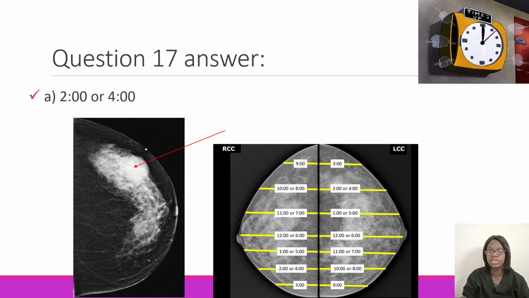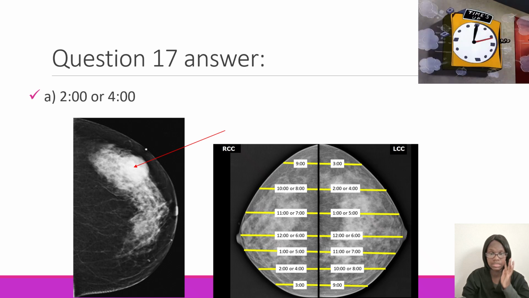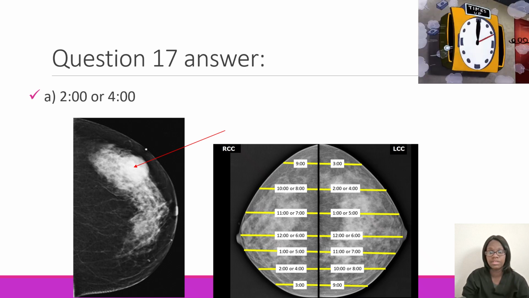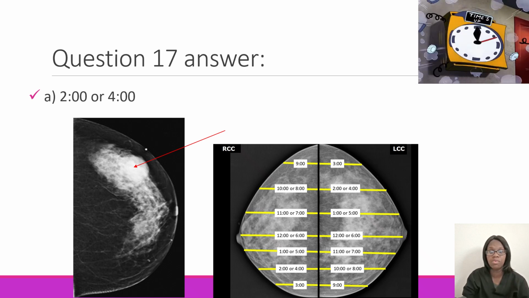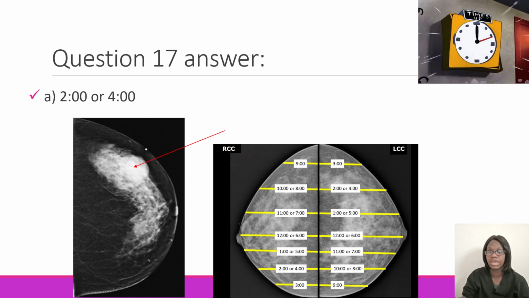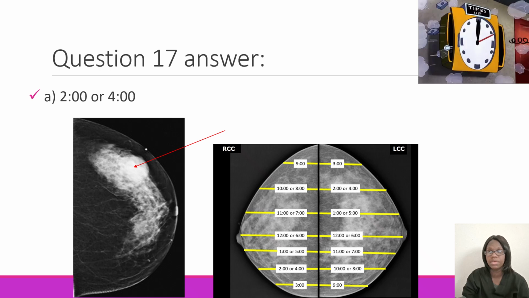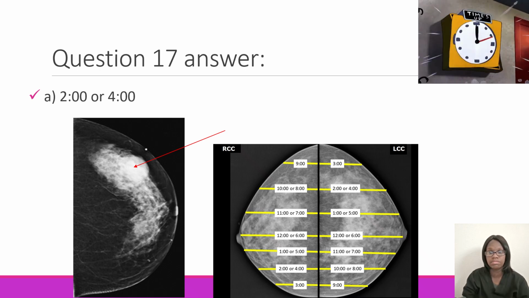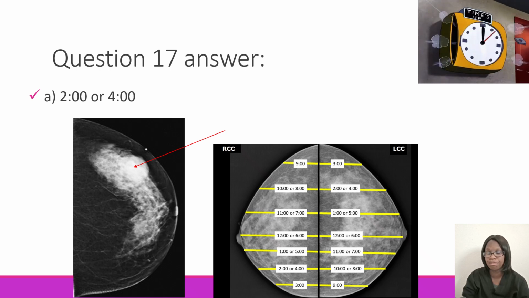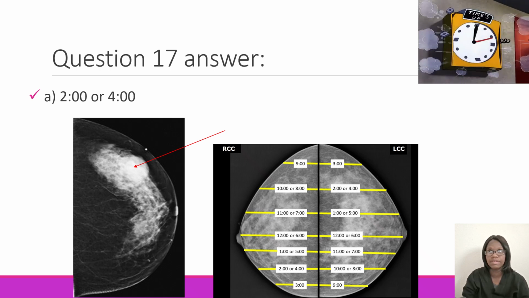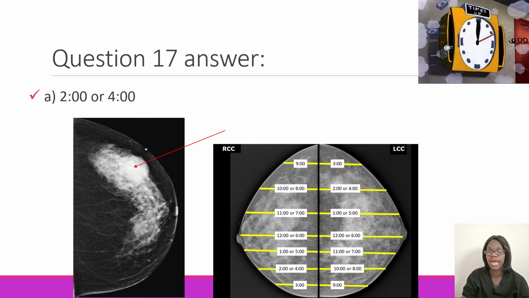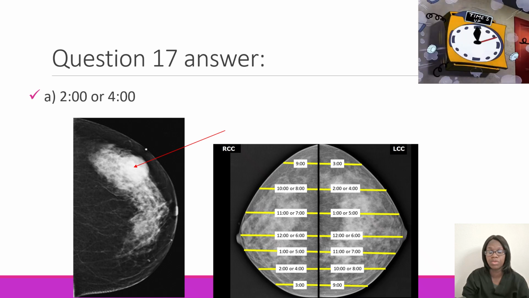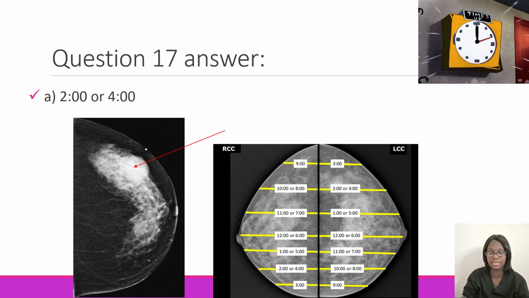And you can use this as a guide. I actually found this on the internet. I thought this was very helpful, especially when I was a new tech. Whenever someone is called back for a diagnostic mammogram, the radiologist report will say, abnormality found at 3 o'clock, left breast, 7 centimeters from the nipple. So you'll have to look at the report if you're working on the diagnostic side.